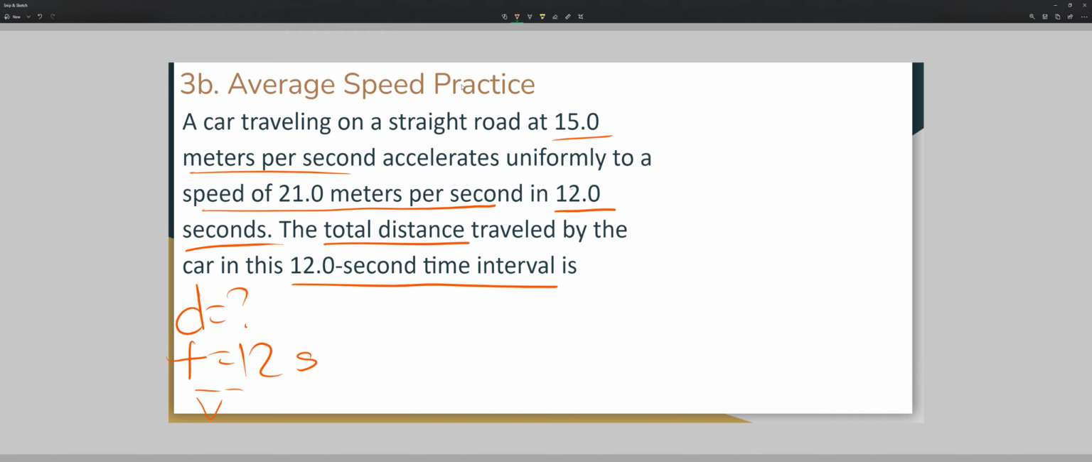Well, what are we missing? We're missing average speed. Well, how do we get average speed? We're given one speed, which is 15. We're given the other speed, which is 21. Well, how do you calculate the average of two numbers? You add both those numbers and then you divide it by 2. So we're going to add our two speeds here, 15 plus 21, and then divide it by 2. 36 divided by 2 gives you 18 meters per second, and so that's my average speed there.